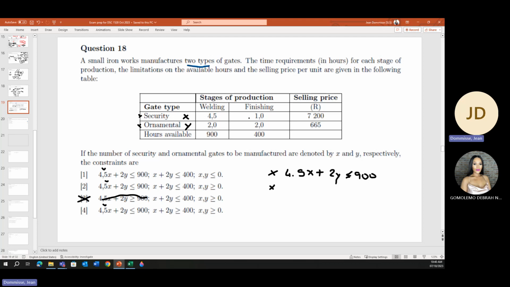So let's look at finishing. The same process. 1x plus 2y, and we cannot go above 400, so we only have 400 hours available, so smaller or equal to. So let's see, x plus 2y smaller, x plus 2y smaller, x plus 2y bigger, so that one we eliminate. So we're sitting with two options left. Then we could have included the selling price. They haven't done that.